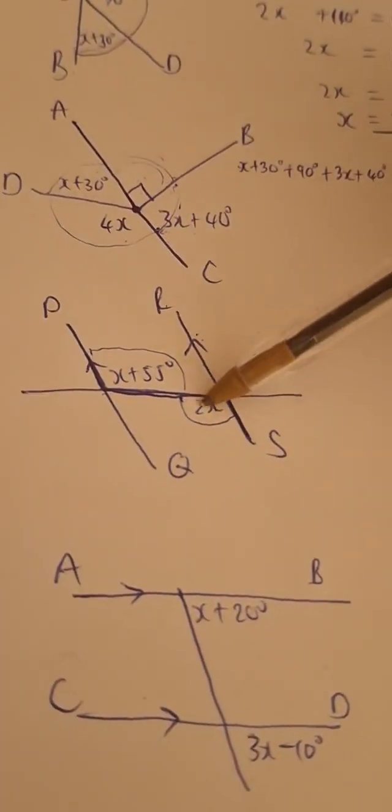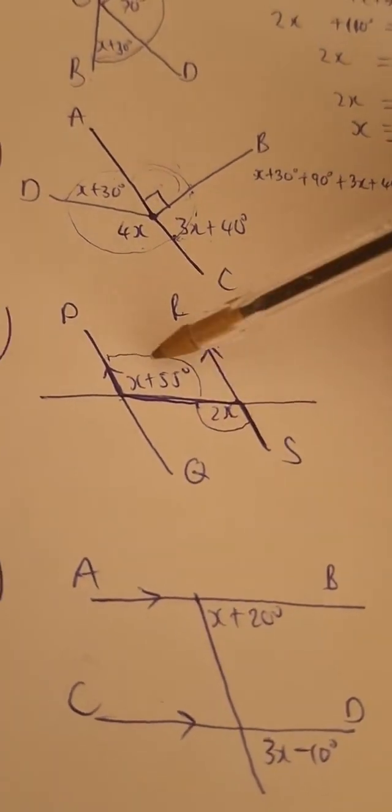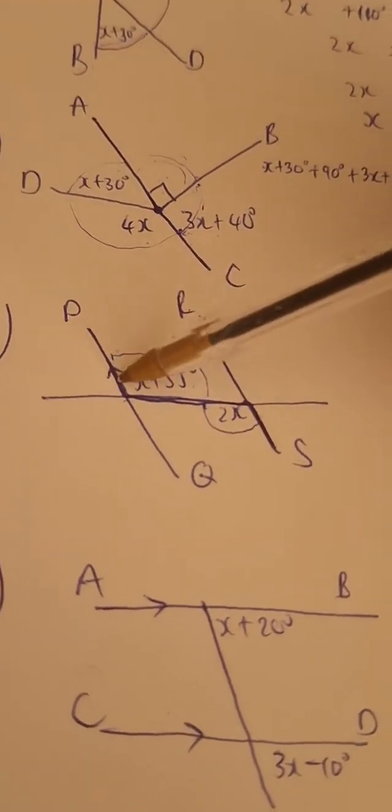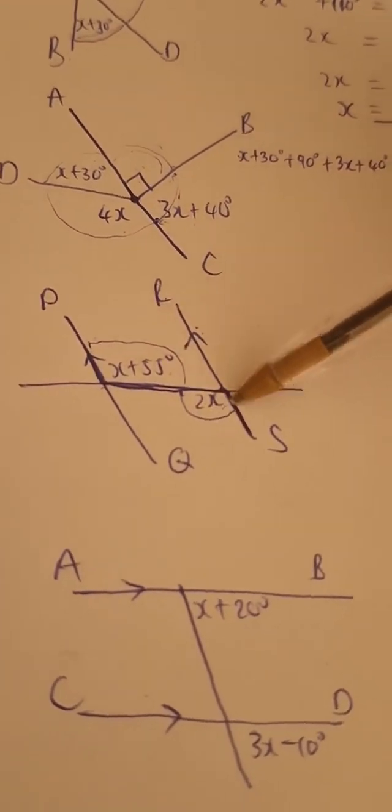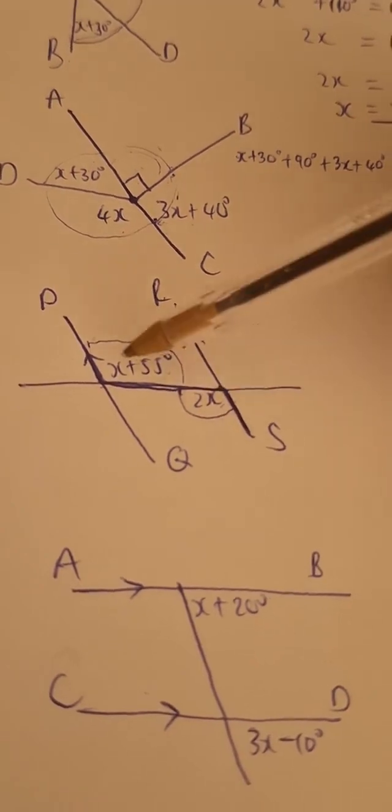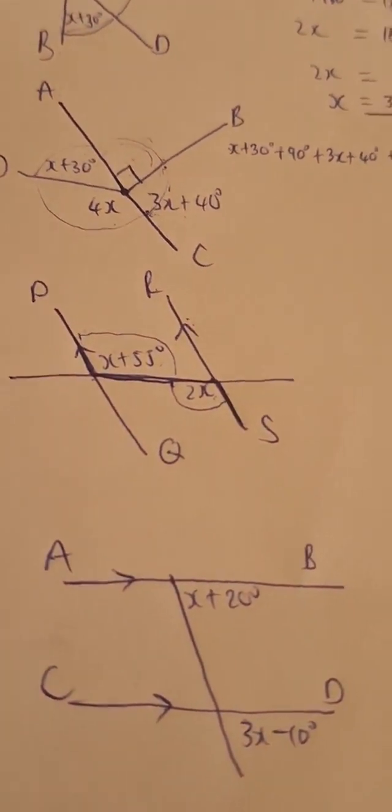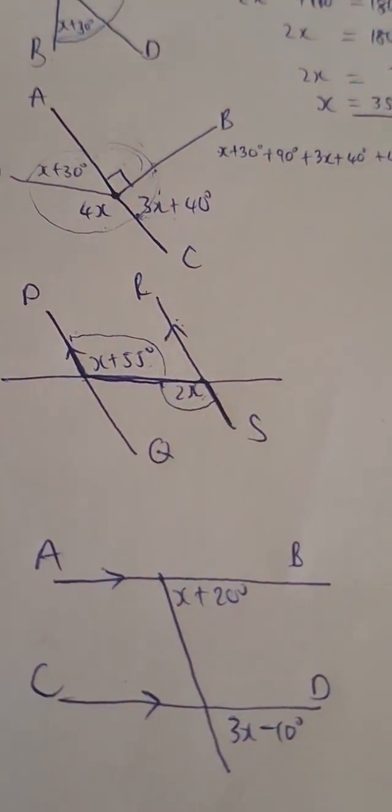So in my mathematical statement, this angle and that angle are alternate angles. These angles are in that position that gives rise to what we refer to as alternate angles. So therefore, what do we say in our statement? All we simply say is 2x is equal to x plus 55 degrees.